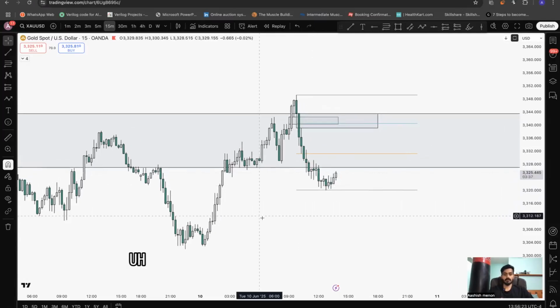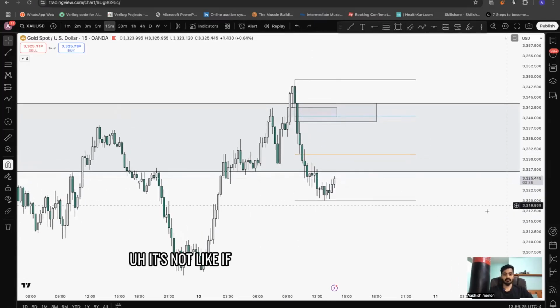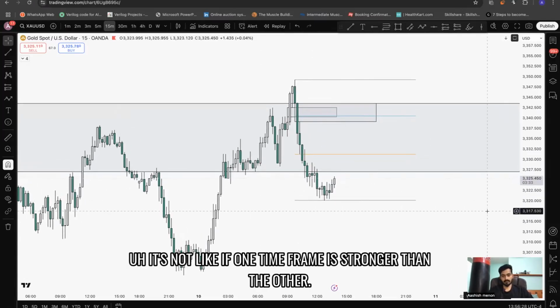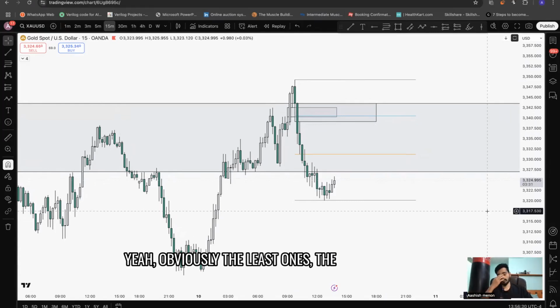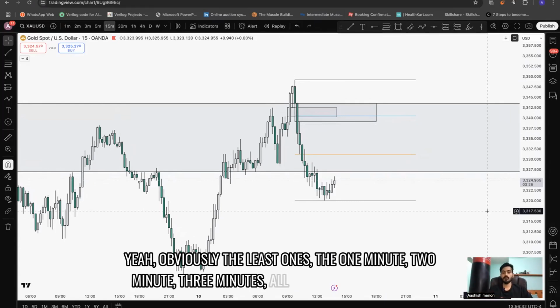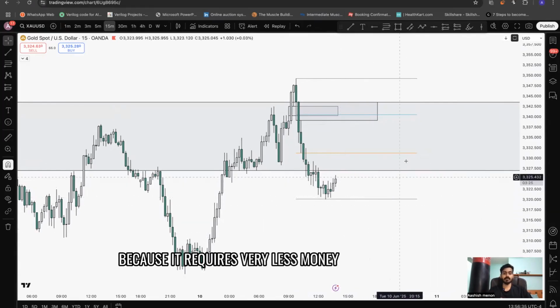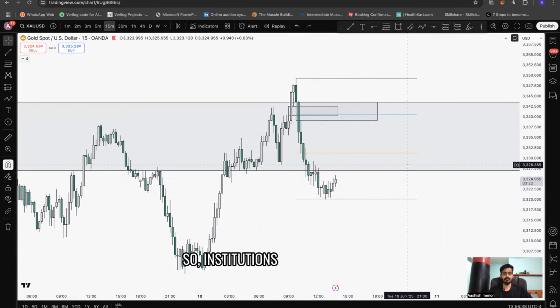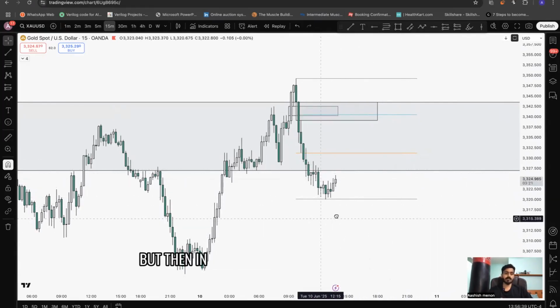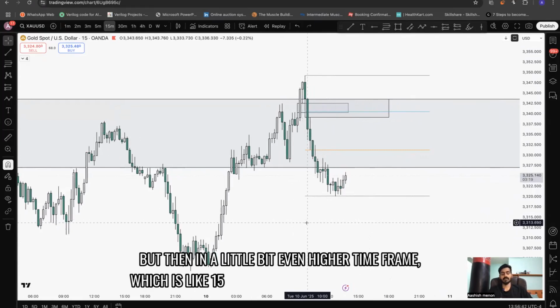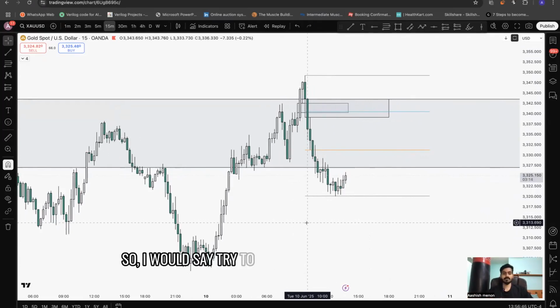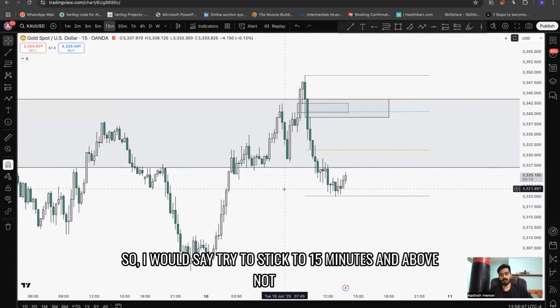It's not like one time frame is stronger than the other. Obviously the lowest ones, the 1 minute, 2 minute, 3 minutes, are very erratic because it requires very little money to manipulate in that time frame. So institutions keep doing that. But in a little bit higher time frame, like 15 minutes, it's harder to do. So I would say try to stick to 15 minutes and above, not less.